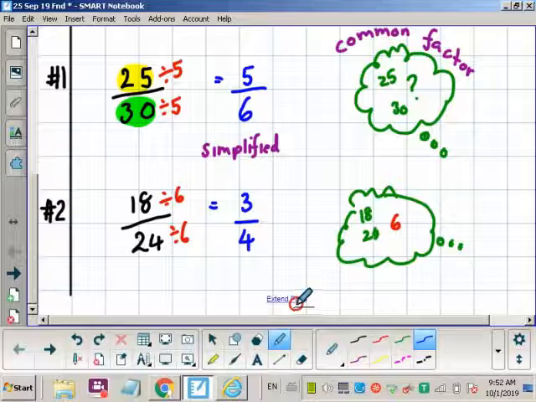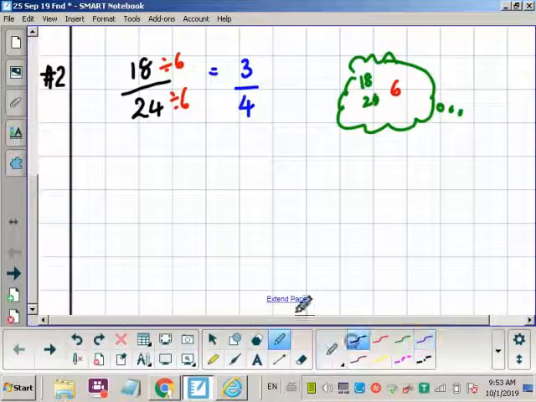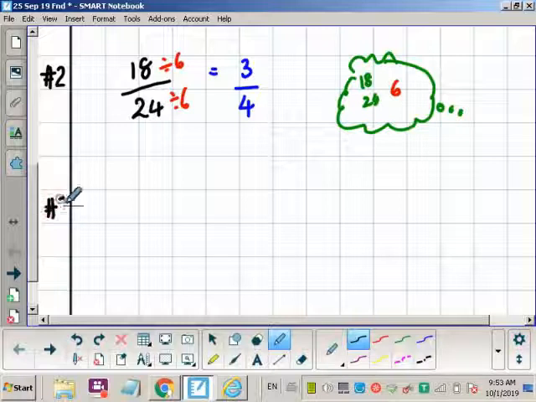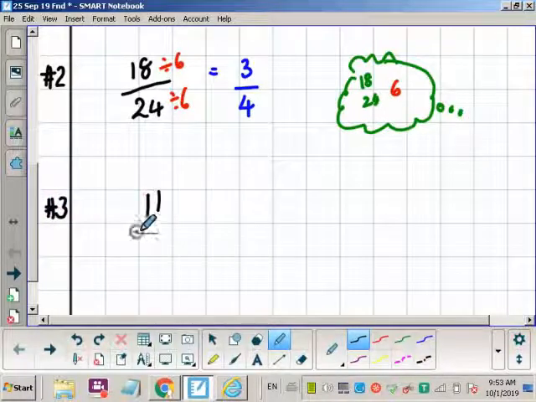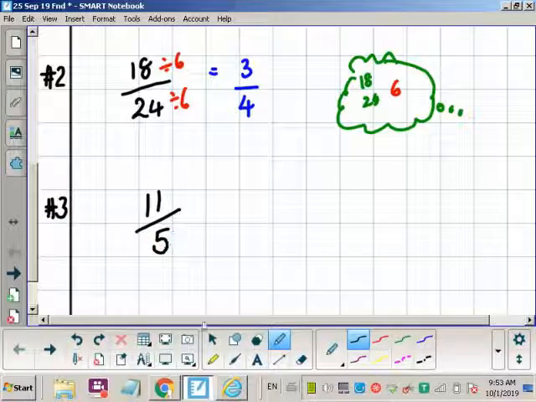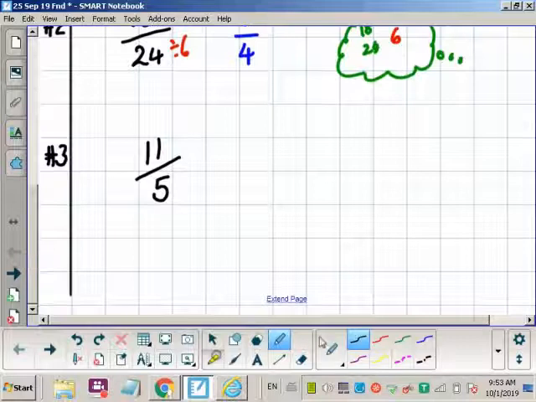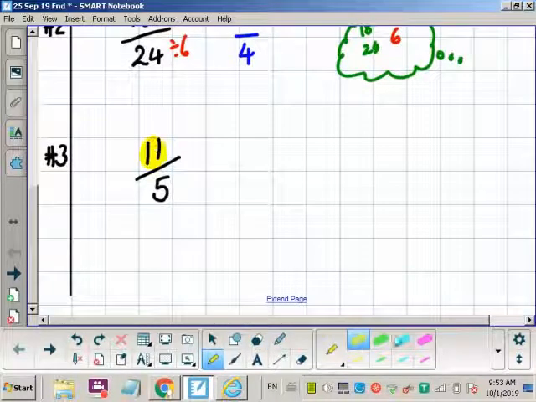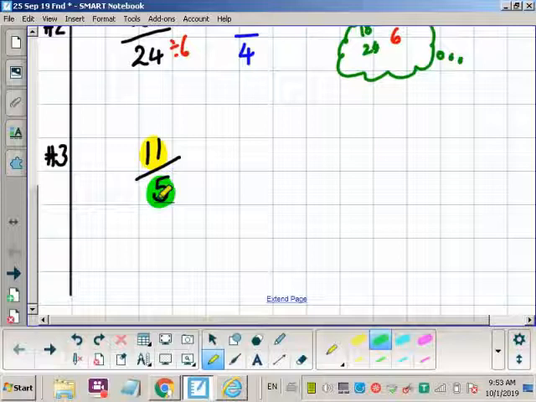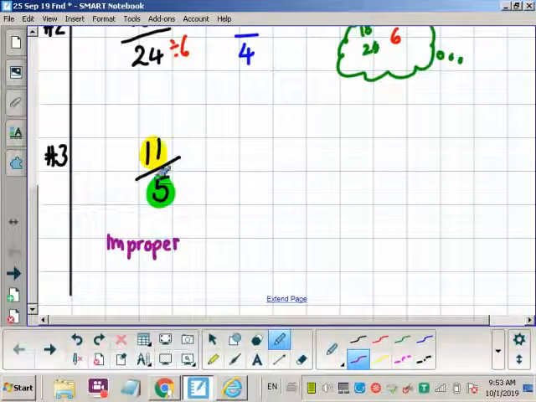Now there are 2 other things about fractions I want to look at. Then I'll let you work on your own, okay? Example 3. We're going to look at a special type of fraction, so write this one down. Now, the numerator is 11 and the denominator is 5. This is what's called an improper fraction. It's improper because the top number, the numerator, is bigger than the denominator.